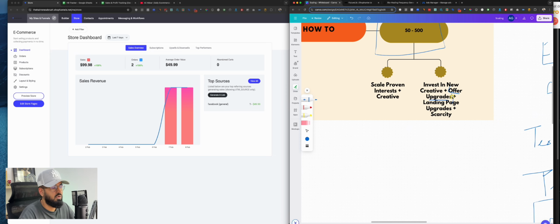Add some more value. You can do it with ebooks, you can do it with free gifts, you can do it with a community, you can do it with extended warranty, whatever you think applies to your product, go ahead and do it. Then you might also want to upgrade the landing page.